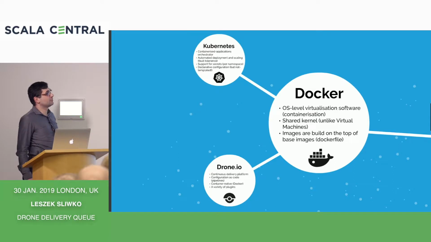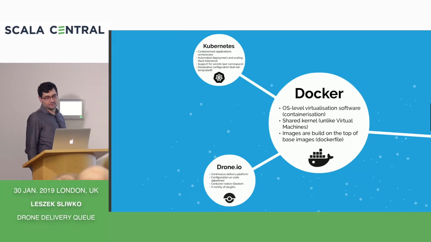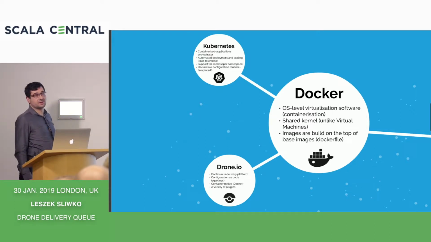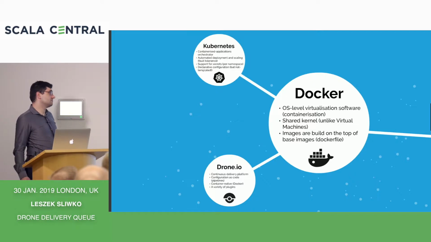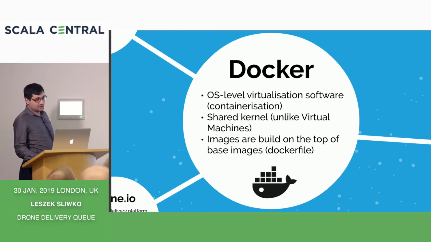Our applications are deployed on Docker, which is pretty much operating system virtualization software. The main difference between Docker and virtual machines is that Docker instances share the same kernel, so I don't have the overhead of each hypervisor starting its own operating system. All images in Docker are usually built on top of other images which are already done. The most common one is Alpine Linux, and the most common practice is to use the tag latest, which also updates you straight away. So that was Docker.